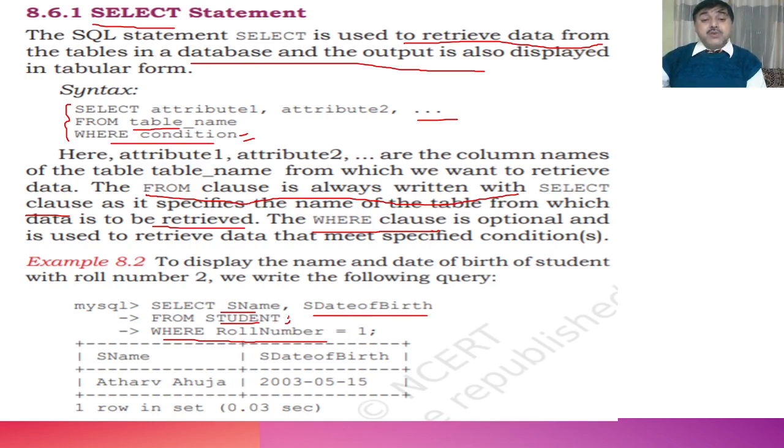Now I am cutting this part, and after that we give where roll number equals 1. That means for the person having roll number 1, his s name and s date of birth, that is the student's name and date of birth, will be shown. So the value has been shown. It says that one row is affected.